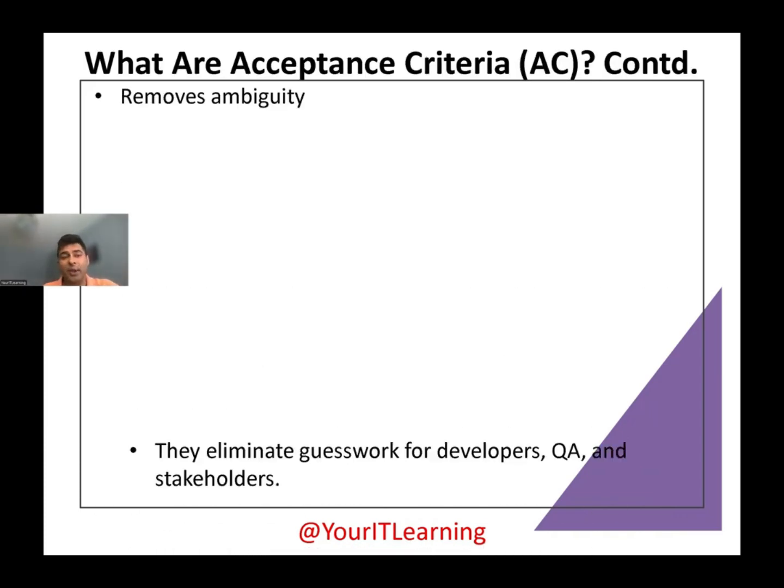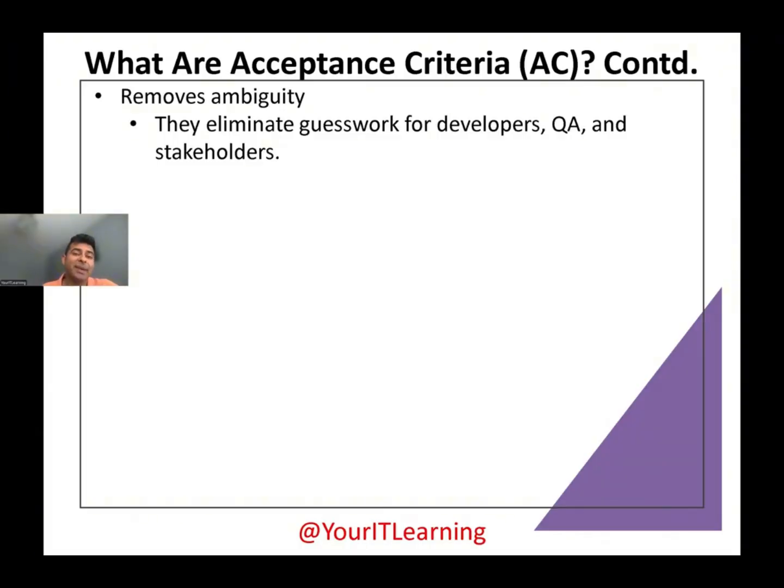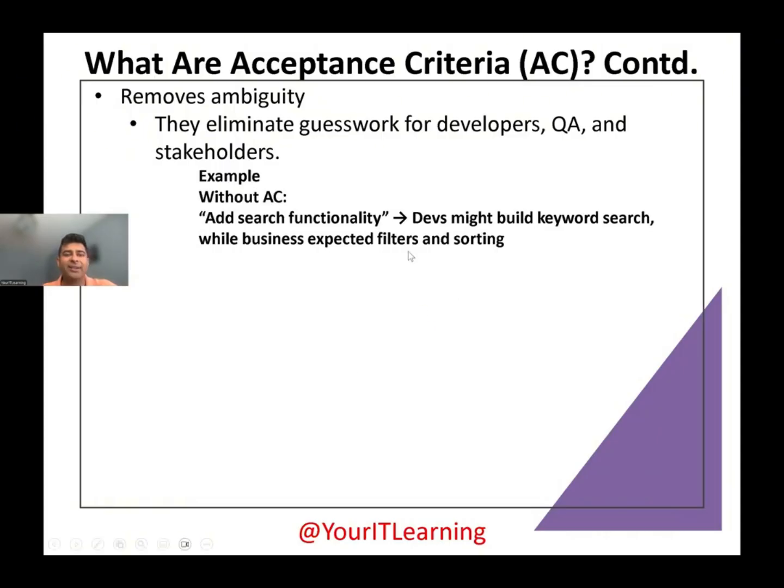It removes ambiguity. They eliminate guesswork for developers, QA, and stakeholders. For example, without acceptance criteria, add search functionality. The dev might build keyword search while business expected filter and sorting. So see, if you're not writing acceptance criteria, there is ambiguity. The other person might feel something else, but you were thinking something else.